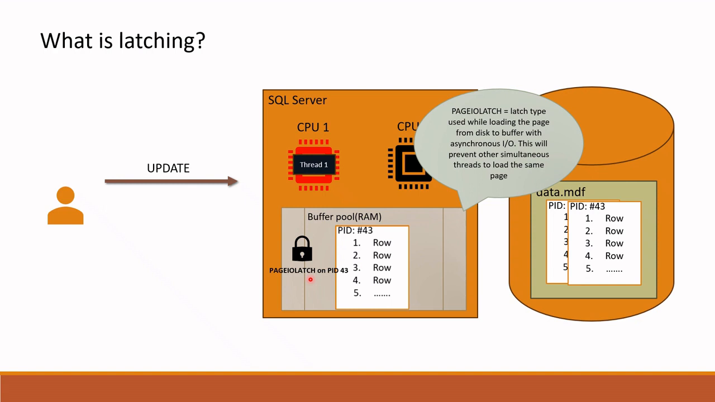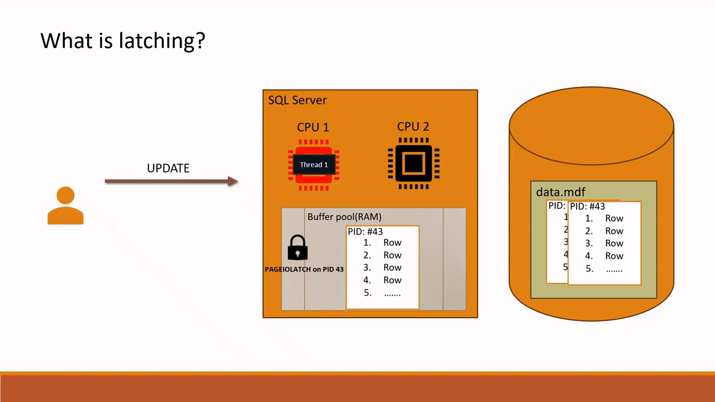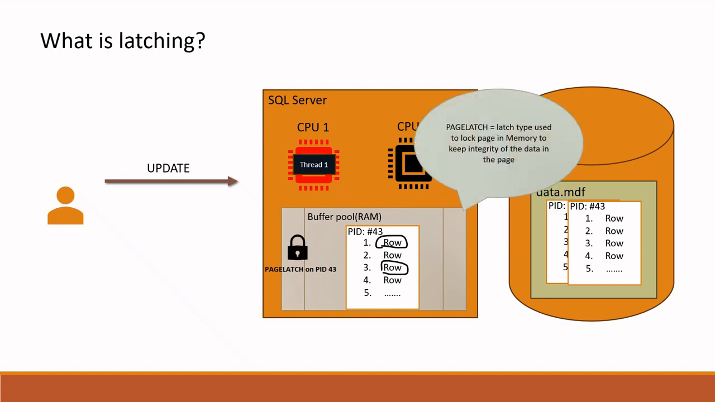So our page is in the buffer pool. The next step is to change data in this page. After loading the page into the buffer pool, SQL Server changes the latch type from PAGEIOLATCH to PAGELATCH and updates the corresponding data in the page following the update command. So PAGELATCH here is used to lock the page in memory to keep the integrity of the data in the page. Due to this lock, other threads trying to access the same page at the same time cannot cause data corruption. So after changing the data, the thread releases the latch quickly and sends back an acknowledgement to the client.